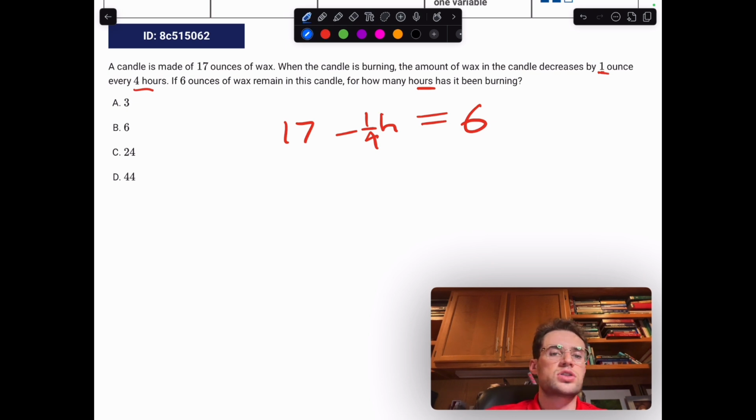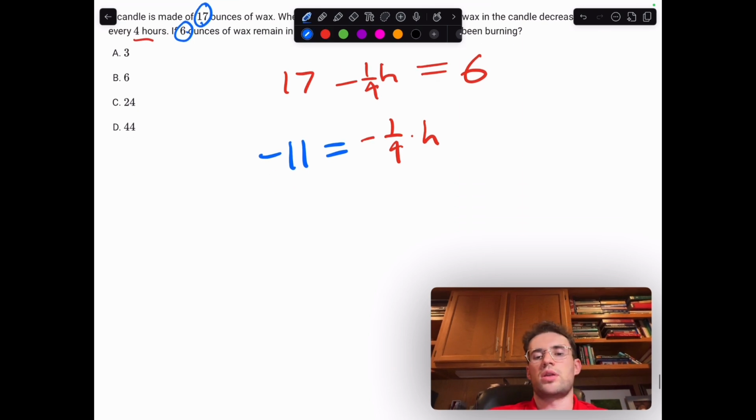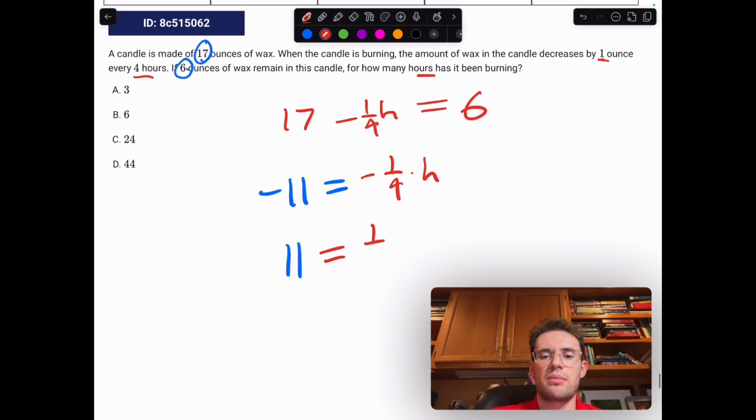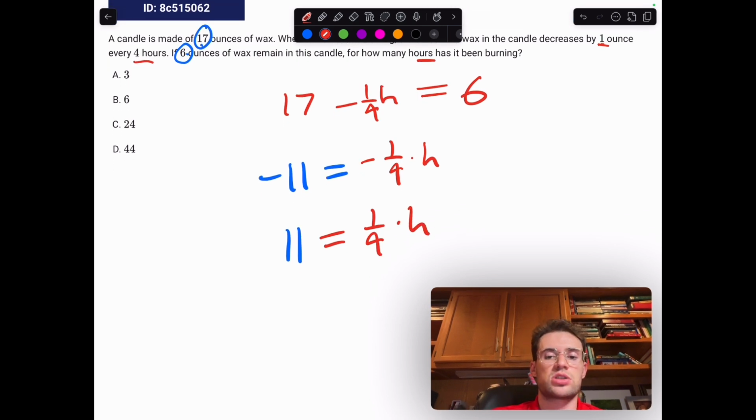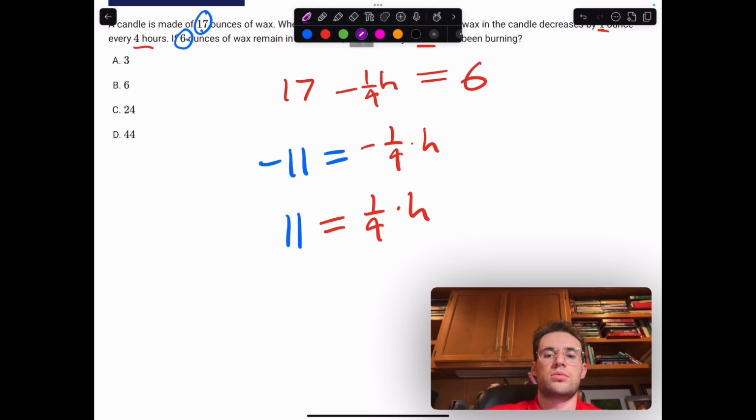Now, you could also go, okay, we went from 17 down to 6, so it lost 11. 11 is the change, so negative 11 is equal to the amount you're losing, so minus 1/4 times h. Or you could multiply both of these by -1, or you go, all right, we lost 11, so 11 is how much burned, and the amount it's decreasing per hour is 1/4 times h, so you can think of it that way. So how many hours have to pass for you to lose 11 ounces?